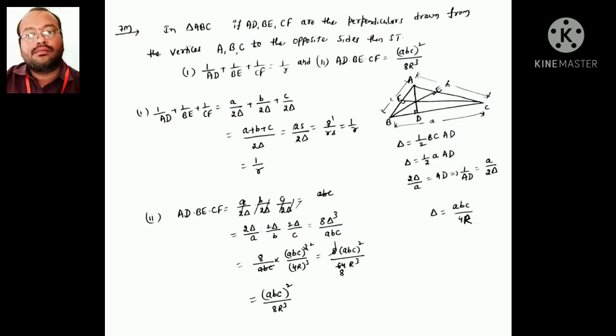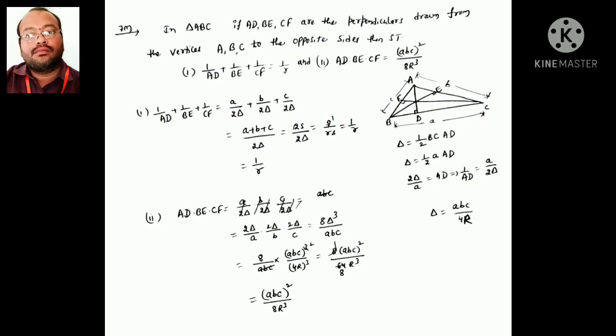In this question, in triangle ABC, if AD, BE and CF are the perpendiculars drawn from the vertices small a, B, C to the opposite sides. So these are nothing but perpendiculars, so we can treat that as a height. So that's why delta is equal to half into base into height, half BC into AD. BC is nothing but small a. That's why 2 delta by a is equal to AD. Then 1 by AD will be small a by 2 delta.